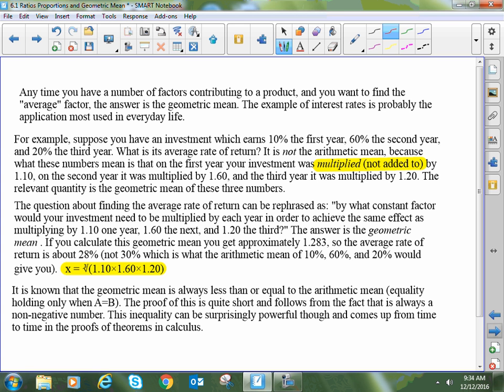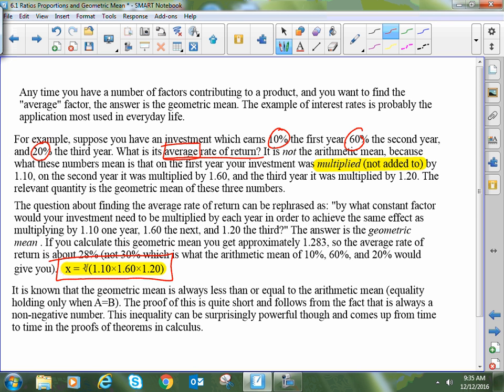So in this example, they have an investment which earns 10% the first year, 60% the second year, and 20% the third year. And we want to know what's the average rate of return. Well, that keyword right there, average, is going to throw some people off. It's not the arithmetic mean, where I'd say this number plus this number plus this number divided by 3. Because these are interest rates, these numbers are multiplied together and not added to each other. So if I want to know the average rate of return, I have to use the geometric mean, which is right here, where I'm taking the cube root of the 3 values.